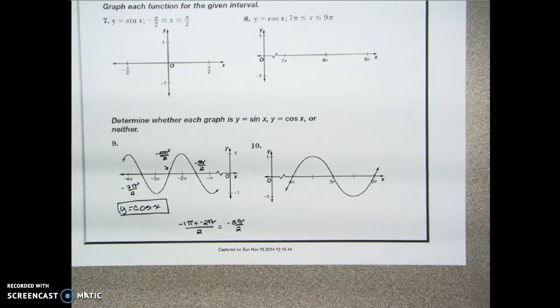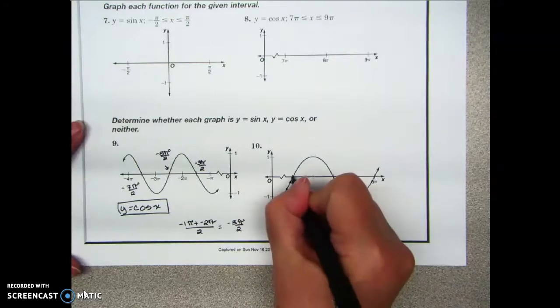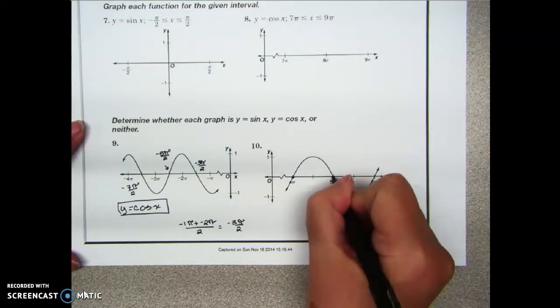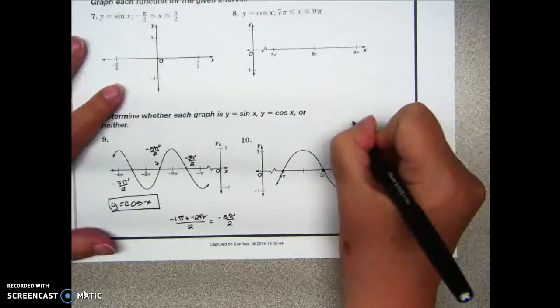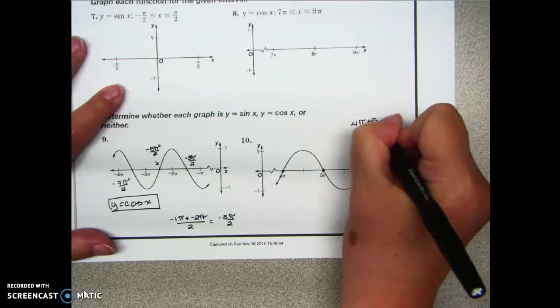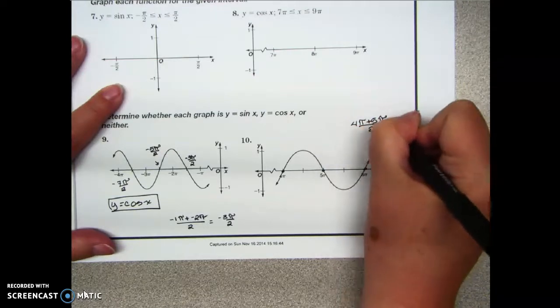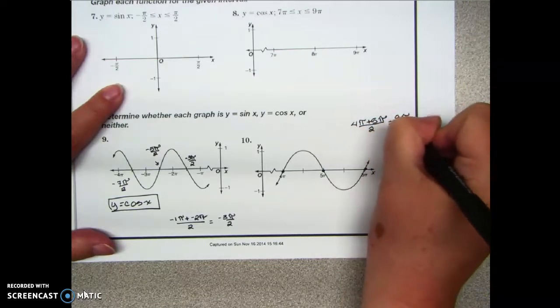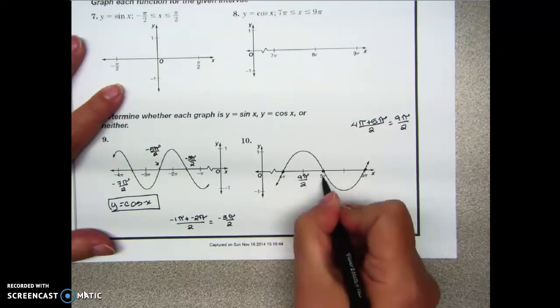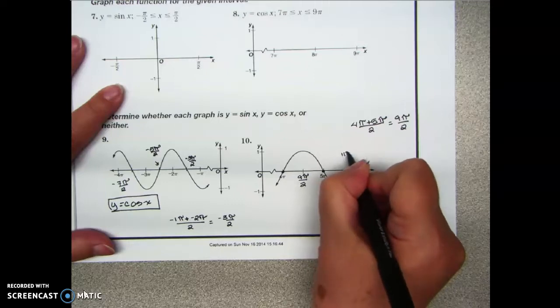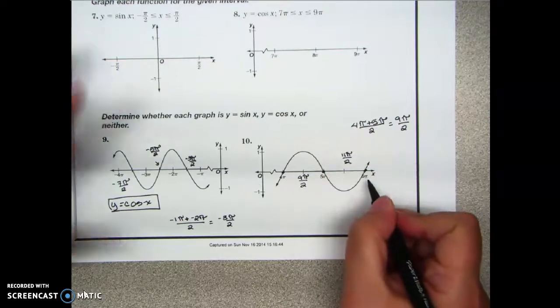All right, so take a minute to look at number 10 and see if you could determine if that's a sine or a cosine function. So notice here, I am hitting the x-axis at 4 pi, at 5 pi, and at 6 pi. And if we take the average, remember we can do 4 pi plus 5 pi over 2 gives us 9 pi over 2. So this is 9 pi over 2 for the maximum, 10 pi over 2, this is 11 pi over 2, and this would be 12 pi over 2.